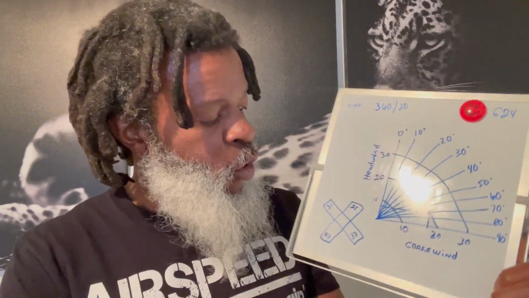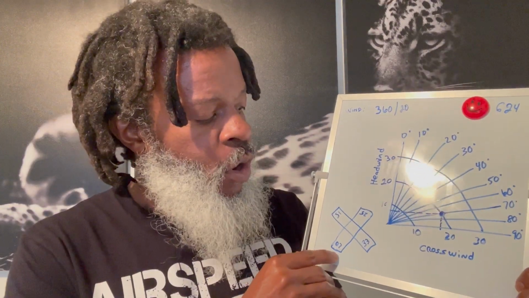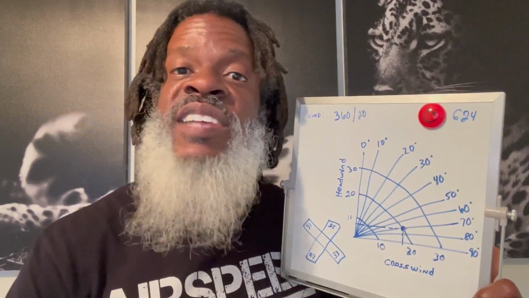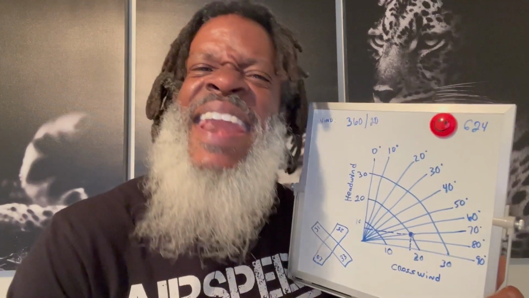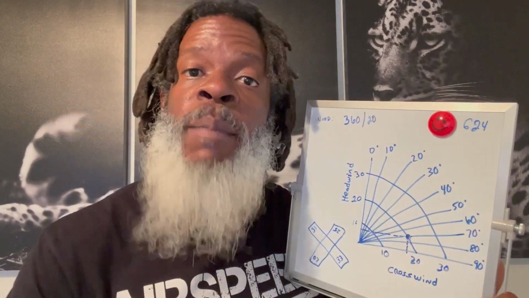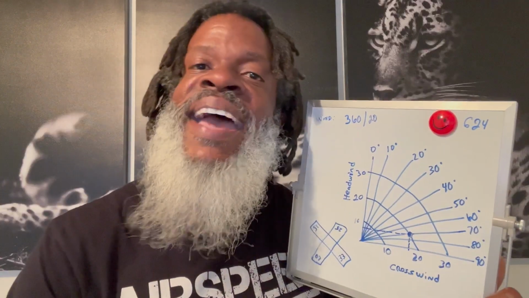Let's just say we were going to land at the airport on runway 07, and the winds at that time were 360 at 20 knots. Based on that, we're landing on runway 7, and the winds are coming from the north, 360 at 20 knots. How would we fill that information into this chart?